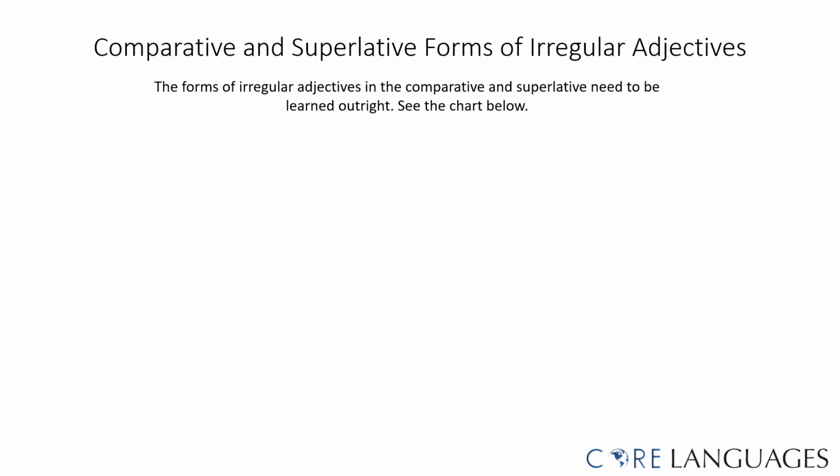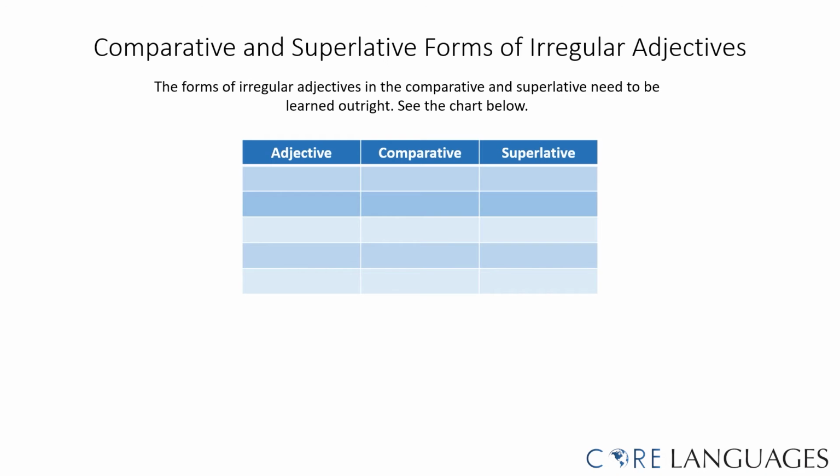There are also a number of adjectives that do not follow the same pattern in the comparative and superlative forms. These are irregular adjectives. Here are some examples. Bad, worse, the worst. Much or many, more, the most. Little, less, the least. Good, better, the best.